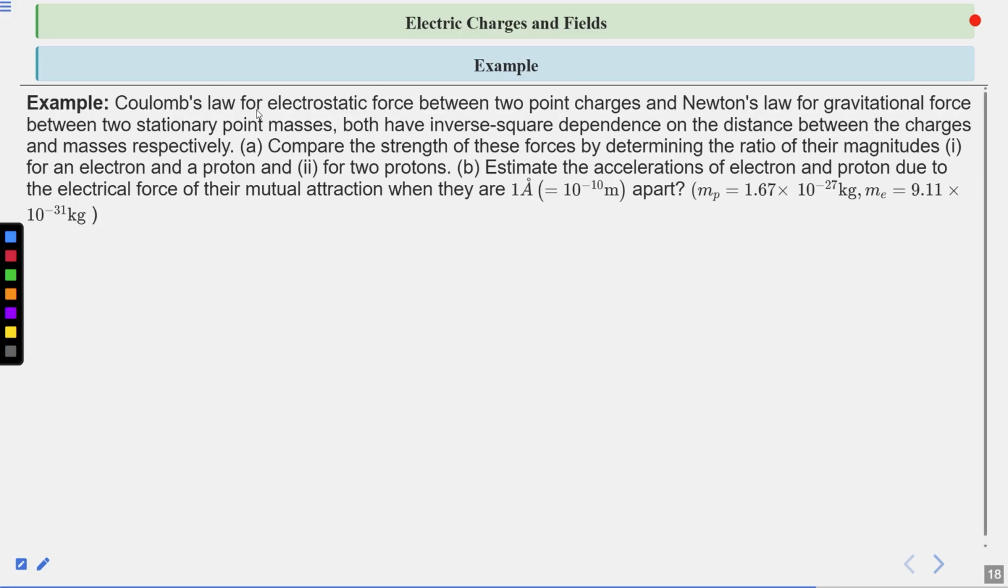Example: Coulomb's law for electrostatic force between two point charges and Newton's law for gravitational force between two stationary point masses. Both have inverse square dependence on the distance between the charges and masses respectively. A: compare the strength of these forces by determining the ratio of their magnitudes. First, for an electron and proton. Second, for two protons. B: estimate the accelerations of electron and proton due to the electrical force of their mutual attraction when they are 1 angstrom apart. 1 angstrom means 10 raised to the power minus 10 meter. The given terms are the mass of proton and the mass of electron.